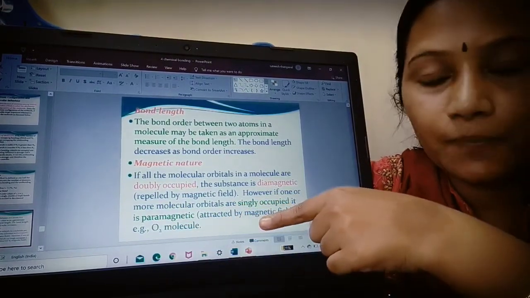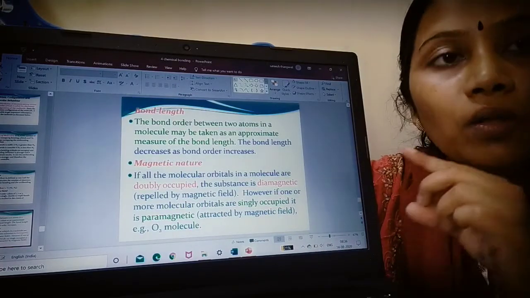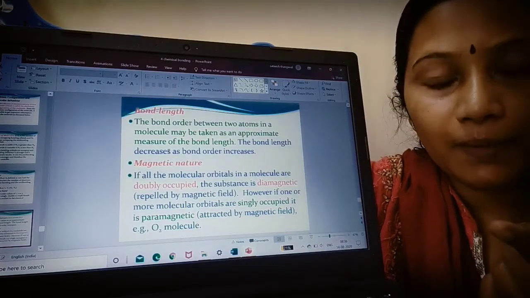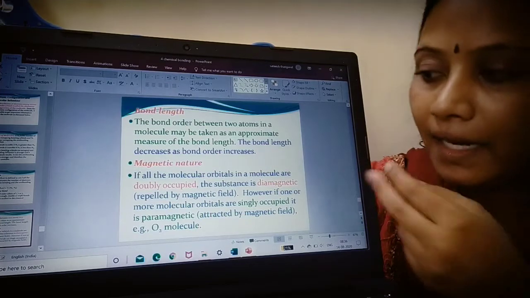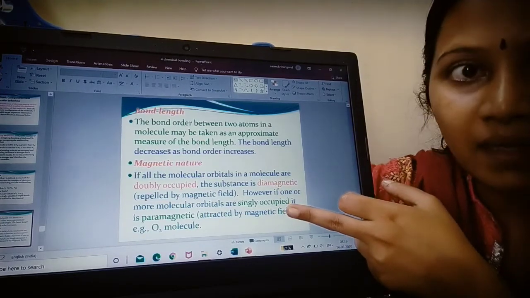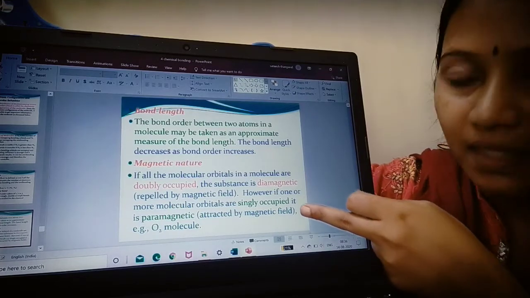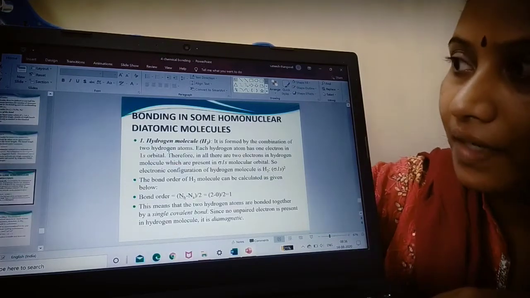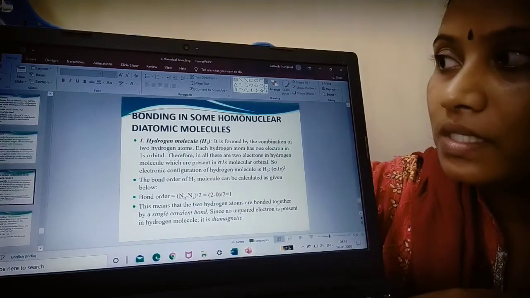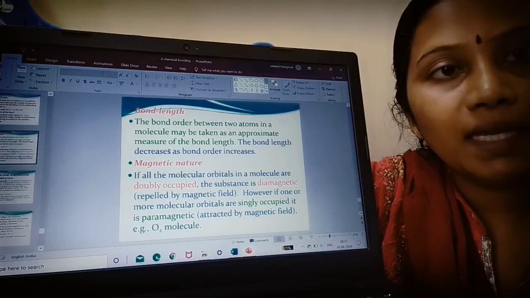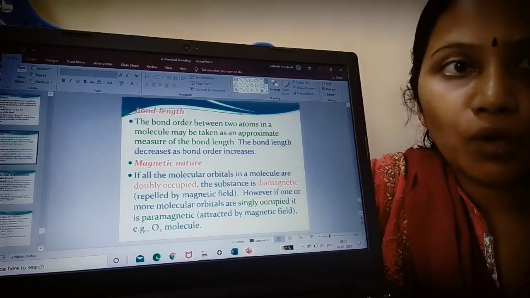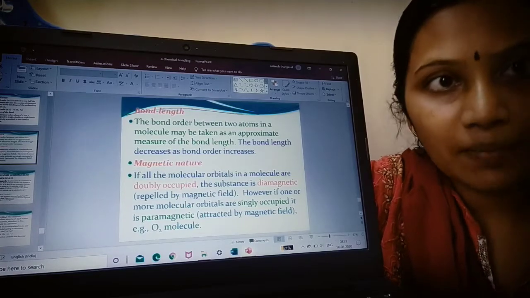Example will be oxygen. So, what is diamagnetic? All the molecular orbitals will be doubly occupied. They will be repelled by the magnetic field. And what is paramagnetic? Here, the molecular orbitals will be singly occupied such that they will be attracted by the magnetic field. Okay. So we need to see the bonding in case of some homonuclear molecules, that is where two atoms are the same, that will be seen.